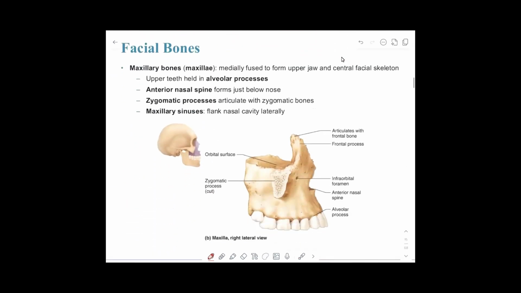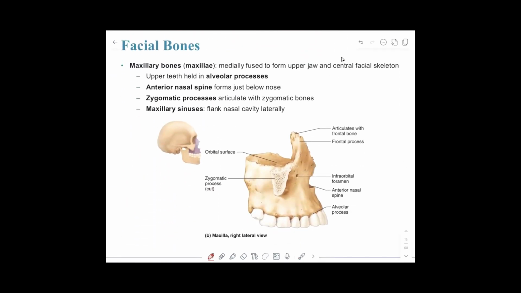Our next facial bone is the maxilla, or maxillae for plural, and there's two of them. They have the zygomatic process on them, which articulates with the zygomatic bones. So notice the zygomatic process is on the maxilla and not the zygomatic bone. There's also some sinuses there called the maxillary sinuses. If you've been to the doctor with a potential sinus infection, one thing they may do is press with their fingers on your maxillary sinuses to see if it hurts.